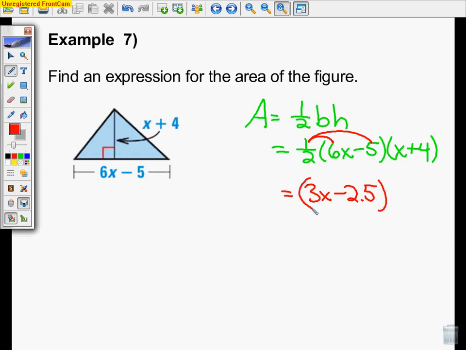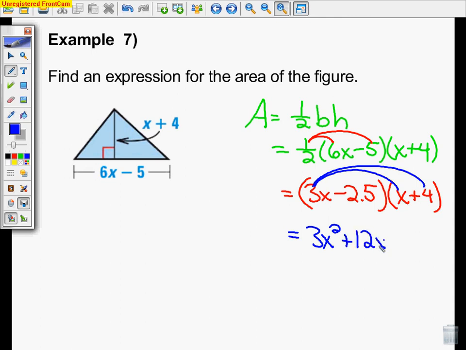Alright, so we multiplied those two. Now we take that answer and multiply it by the remaining one, x plus 4. So we're going to take this 3x and FOIL it into there. So first, 3x times x, that's 3x squared. 3x times 4, that's positive 12x. Negative 2.5 times x, that's negative 2.5x. And negative 2.5 times 4 is negative 10.